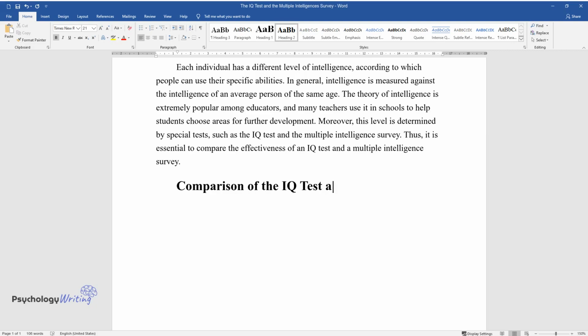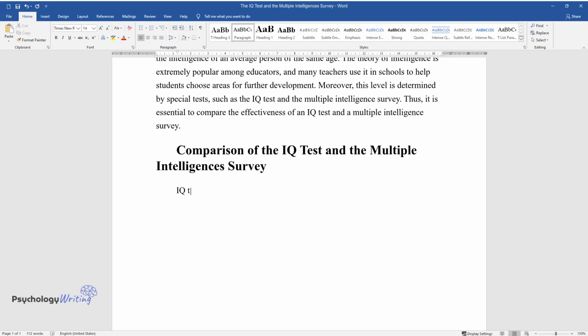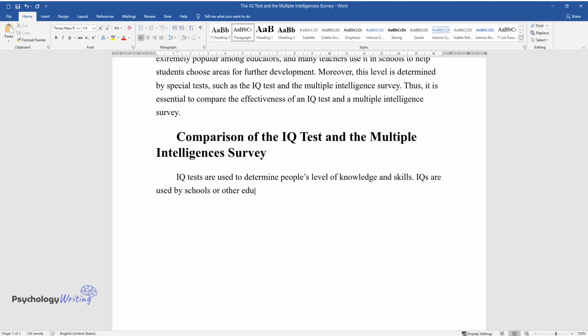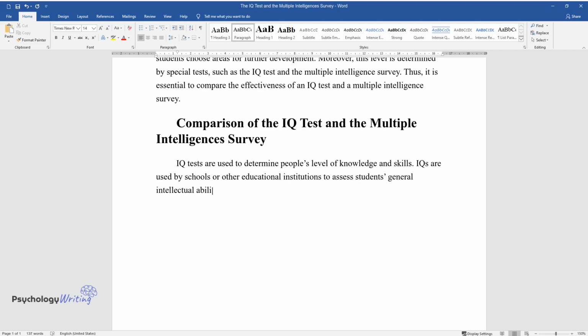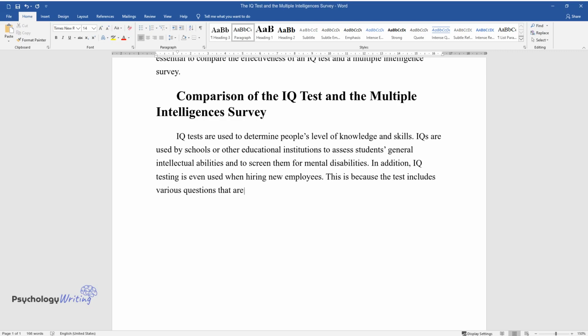Comparison of the IQ test and the multiple intelligences survey. IQ tests are used to determine people's level of knowledge and skills. IQs are used by schools or other educational institutions to assess students' general intellectual abilities and to screen them for mental disabilities. In addition, IQ testing is even used when hiring new employees. This is because the test includes various questions that are explicitly designed to measure mental performance.